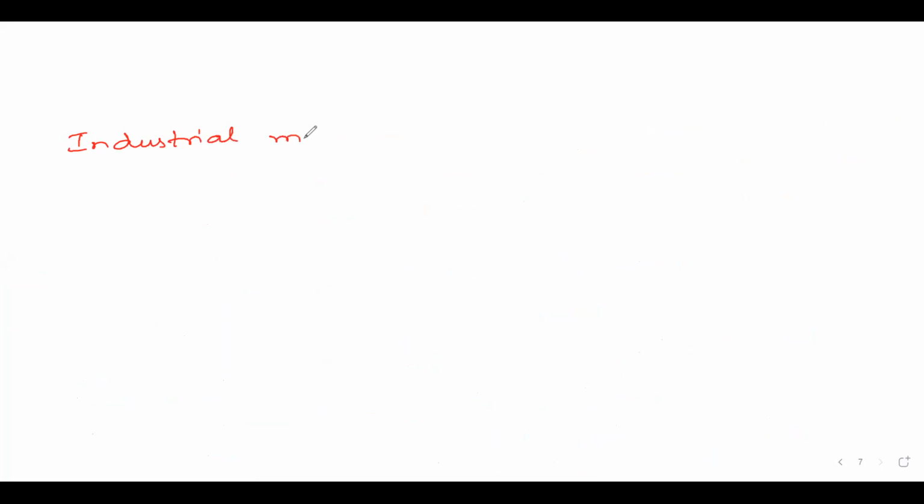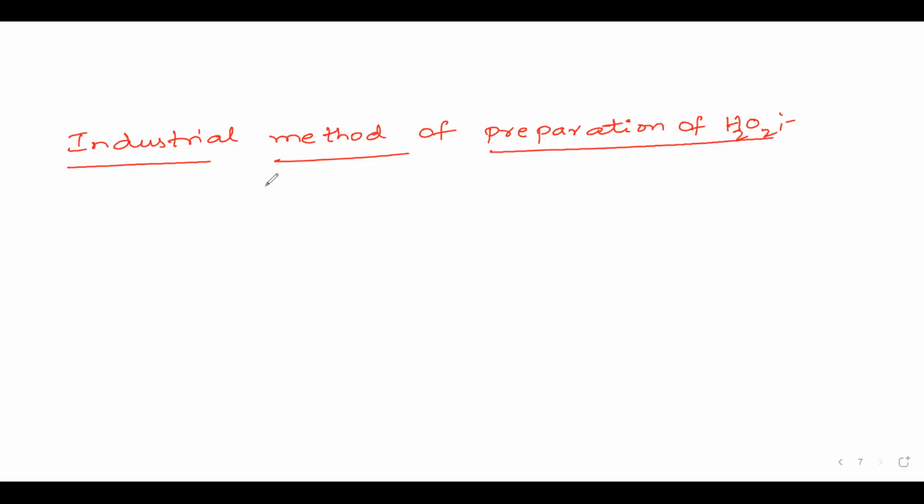Industrial method of preparation of hydrogen peroxide. Let us see now. Hydrogen peroxide is prepared in the industrial method by the electrolysis of, here I'm writing everything, so please make a note.